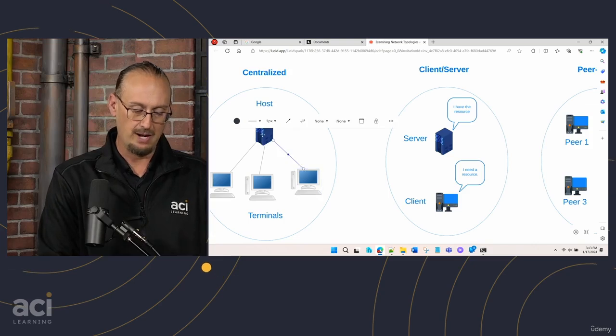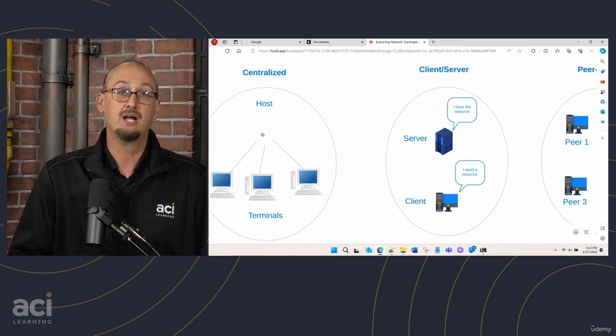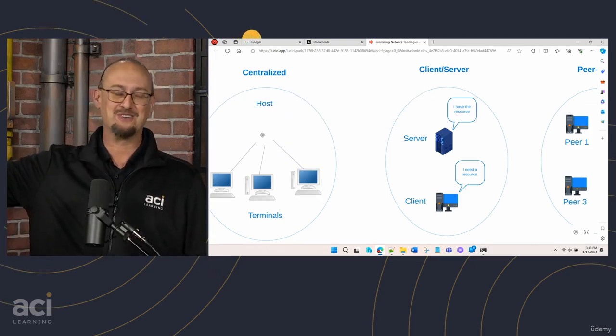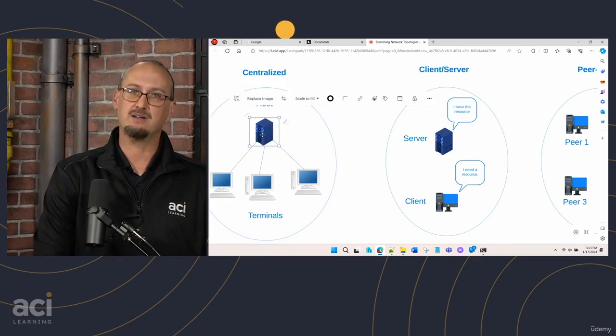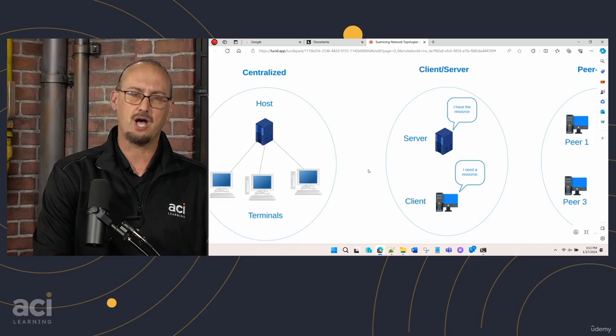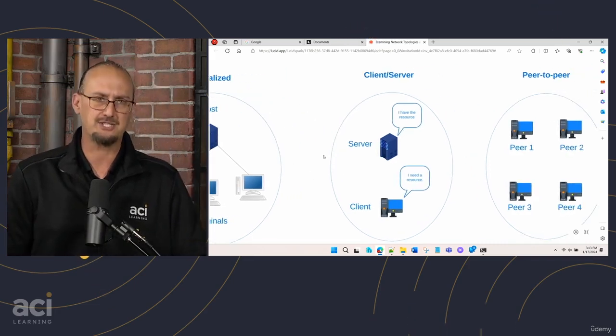So what happens with the host? The host goes offline, all the terminals go down, right? So as far as fault tolerance goes, it wasn't very good, and there was a better way to do it. They came up with the most common model that we have today, and that's the client-server model.